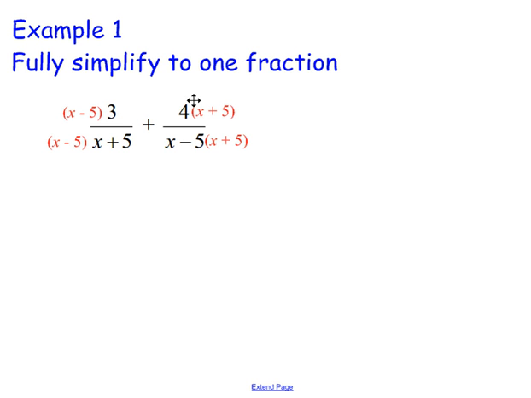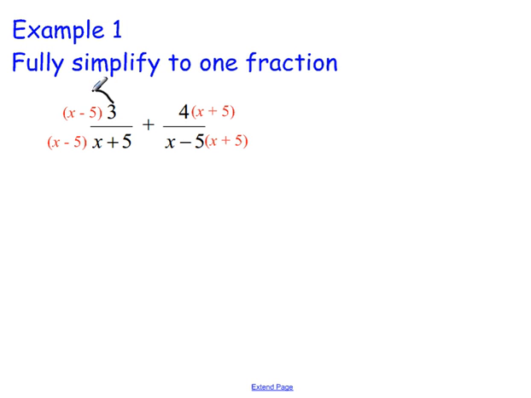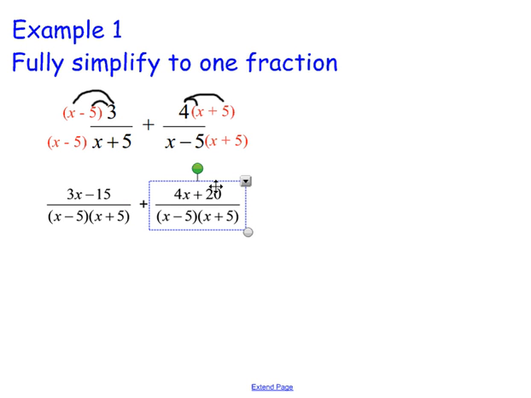So what do we got? Well, we're going to have to distribute on the numerators. So 3 times x and 3 times negative 5. And then we got to distribute the 4 here. And we get this on the fraction here. 3 times x is 3x. 3 times negative 5 is negative 15. 4 times x is 4x. And 4 times 5 is 20.